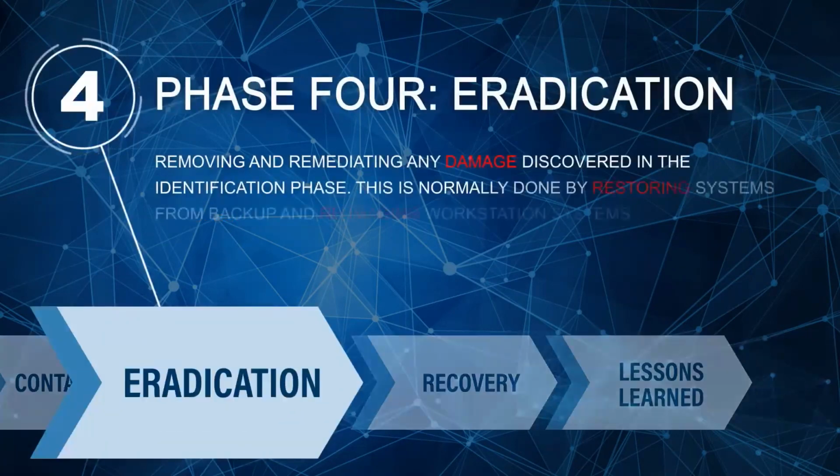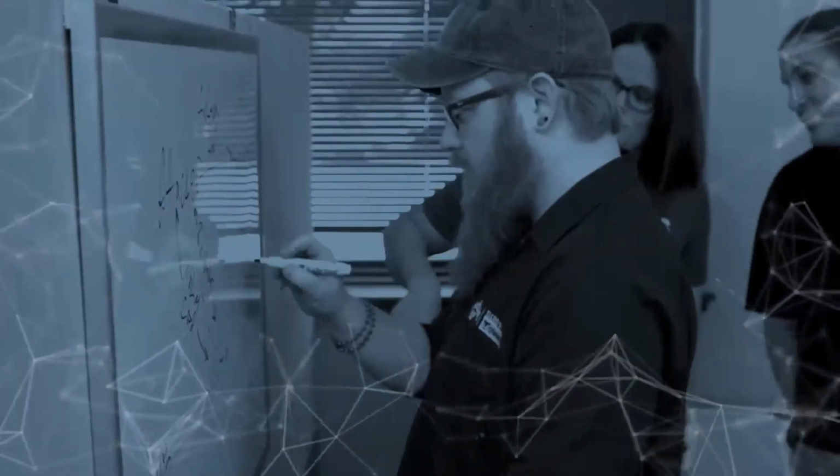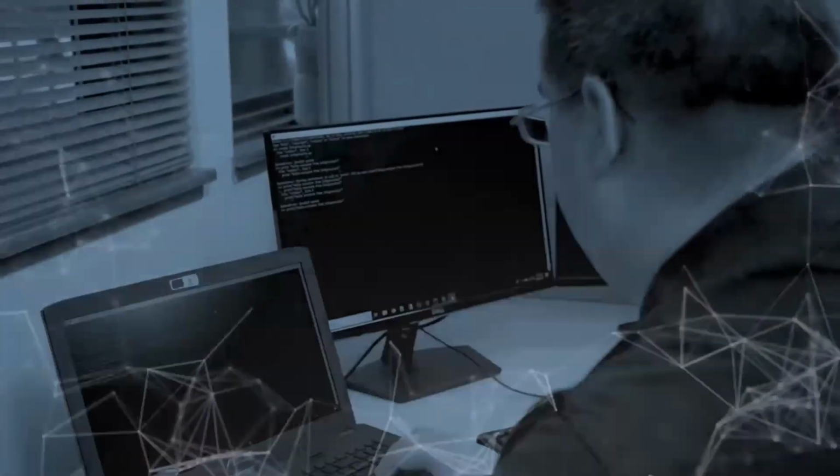Eradication. Eradication is exactly what it sounds like: removing and remediating any damage discovered in the identification phase. This is normally done by restoring systems from backup and re-imaging workstation systems. It's important to note that proper eradication of a cyber infection should be done by trained professionals and should only be done after comprehensive investigation of the incident is completed.